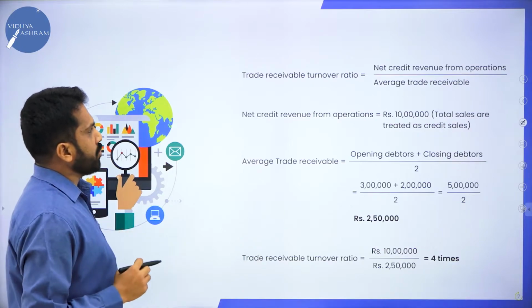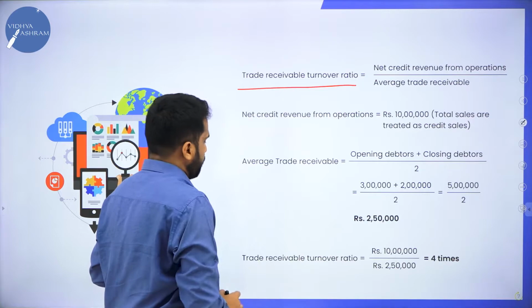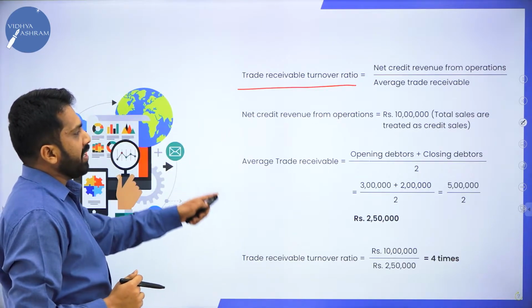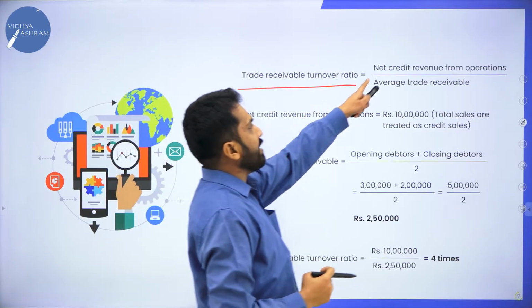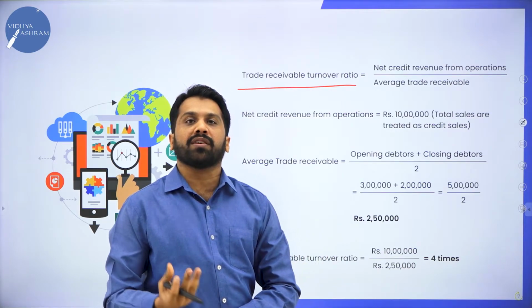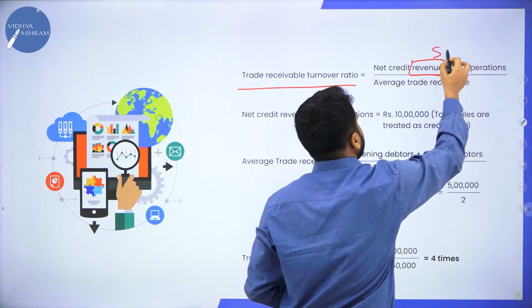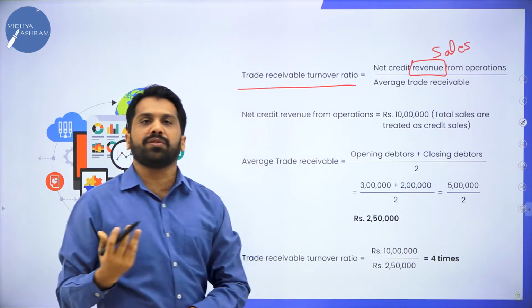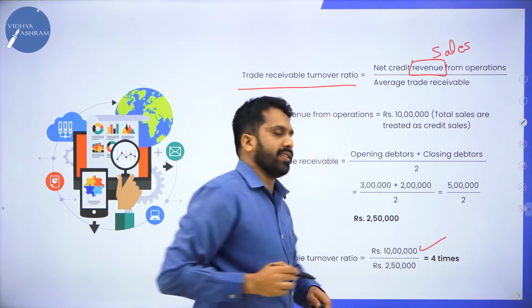Last part of your question is, one is trade receivable turnover, another one is your trade payable turnover. So trade receivable turnover, what is the formula? Net credit revenue from operation. Revenue means what? If you find the word revenue, it is called sales. Sales you already know, we have already taken that your sales is 10 lakh.